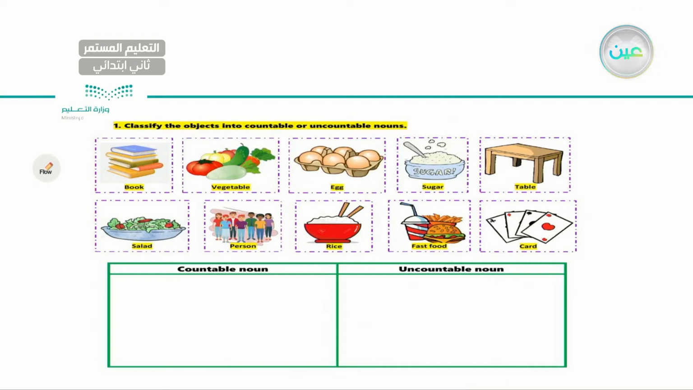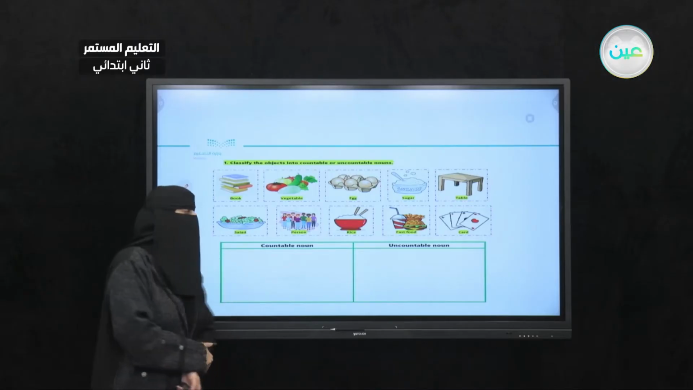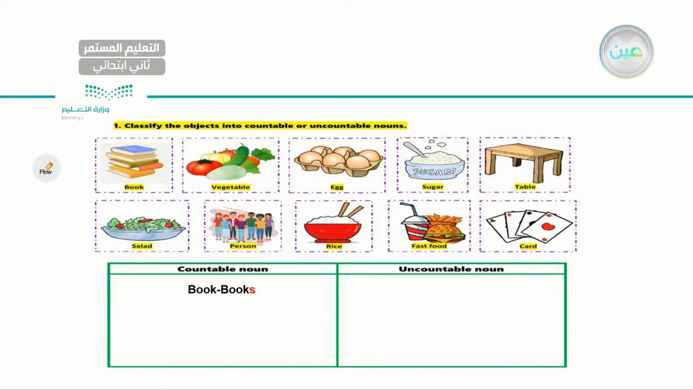Classify the objects into countable or uncountable nouns. So let's go ahead and read the nouns or the items first. Book, vegetable, egg, sugar, table, salad, person, rice, fast food, card. Okay? And let's try to label them into countable or uncountable nouns. Starting with book. Can we count 1, 2, 3, 4, 5? Actually, I just counted 5 books. So book, books, countable nouns.